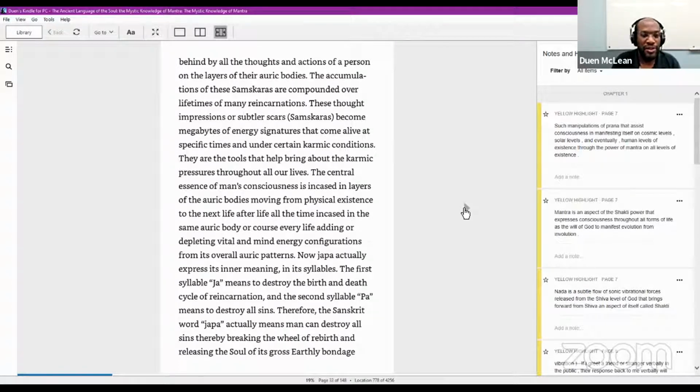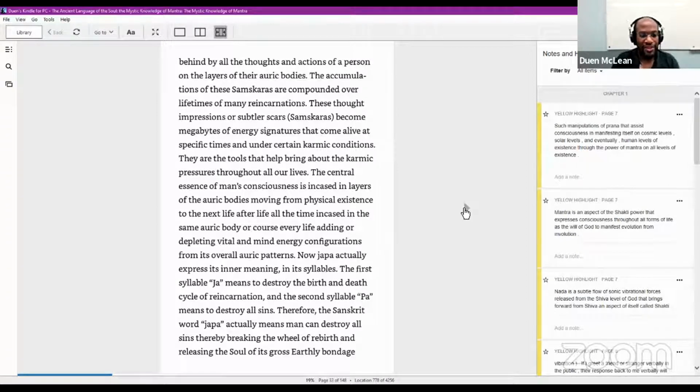The accumulations of these samskaras are compounded over lifetimes of many reincarnations. These thought impressions or subtler scars, samskaras, become megabytes of energy signatures that come alive at specific times and under certain karmic conditions. They are the tools that help bring about the karmic pressures throughout all our lives.